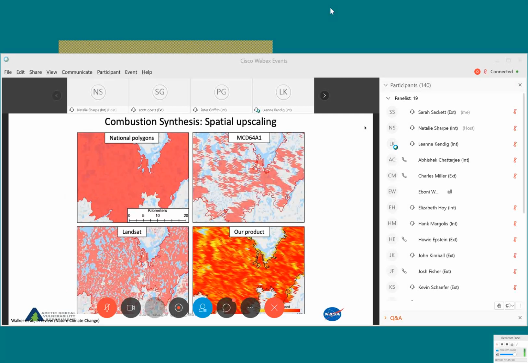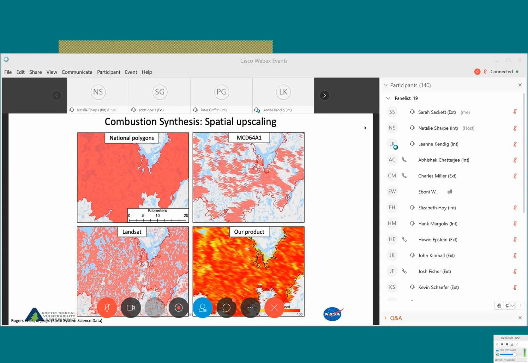So my group has been doing some spatial upscaling also using this new database. We hadn't exactly planned on it, but in the process came to the conclusion that we needed a new burned area product, in large part because of the existing ones, shown by some examples in the top two panels there, the national fire databases and then the Collection 6 MODIS product. They tend to neglect this fine scale heterogeneity in the landscape that we know is true across a lot of the domains.